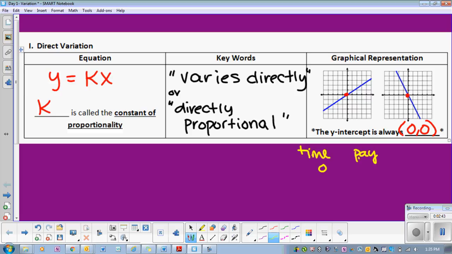So if you put in 0 hours, how much are you getting paid? $0, so 0, 0. This k tells us how much you're going to be making per hour. If you work 5 hours at $5 an hour, you get paid 25. If you work 10 hours at $5 an hour, you get paid 50. So one goes up, the other one goes up.